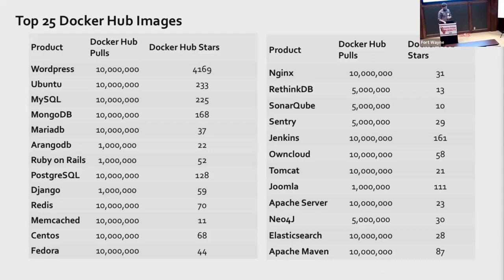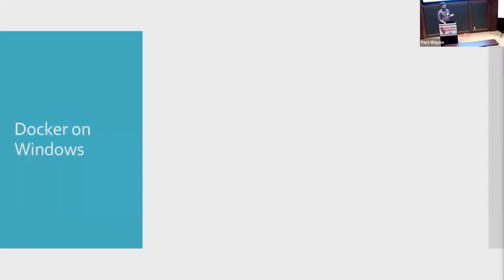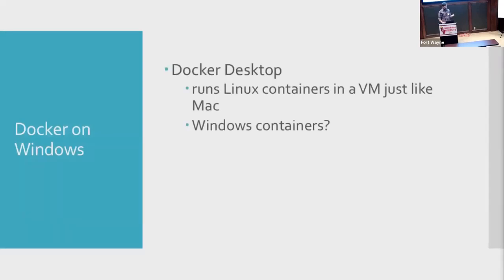And so if you're looking for an application, it's probably on Docker Hub. Okay, so there is such a thing as Docker on Windows. You can run all this stuff in a virtual machine on your Windows desktop. And there is now, in the last couple of years, a thing called Windows containers.